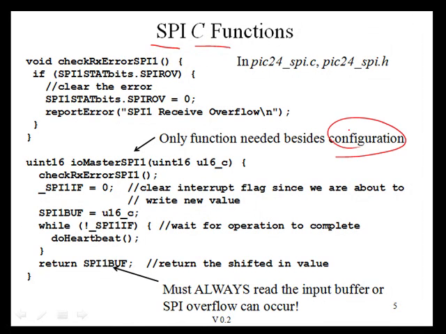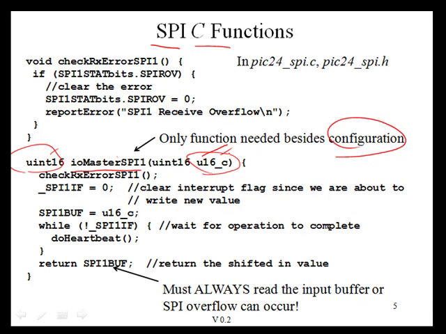Besides configuring the SPI port, which we'll show in another example, there's only one library function that you need, and that's this one right here, IO master SPI. What it's going to do is send this value out the SPI port, and it's going to return the value received from this function.